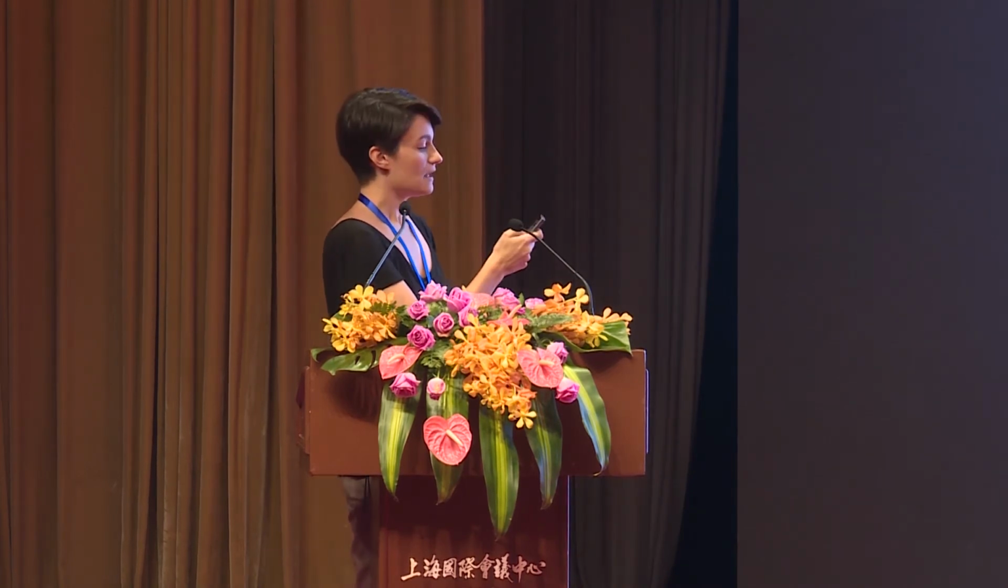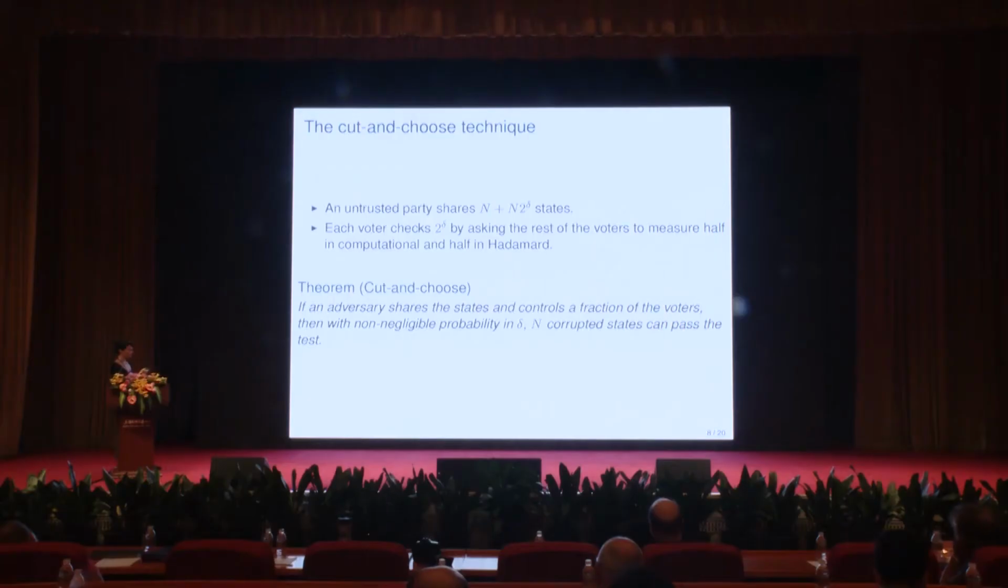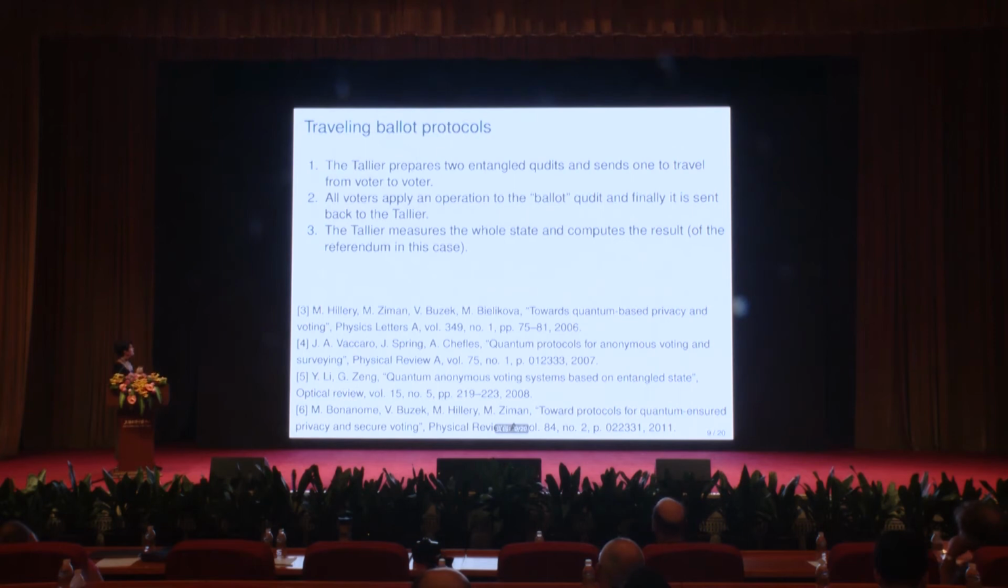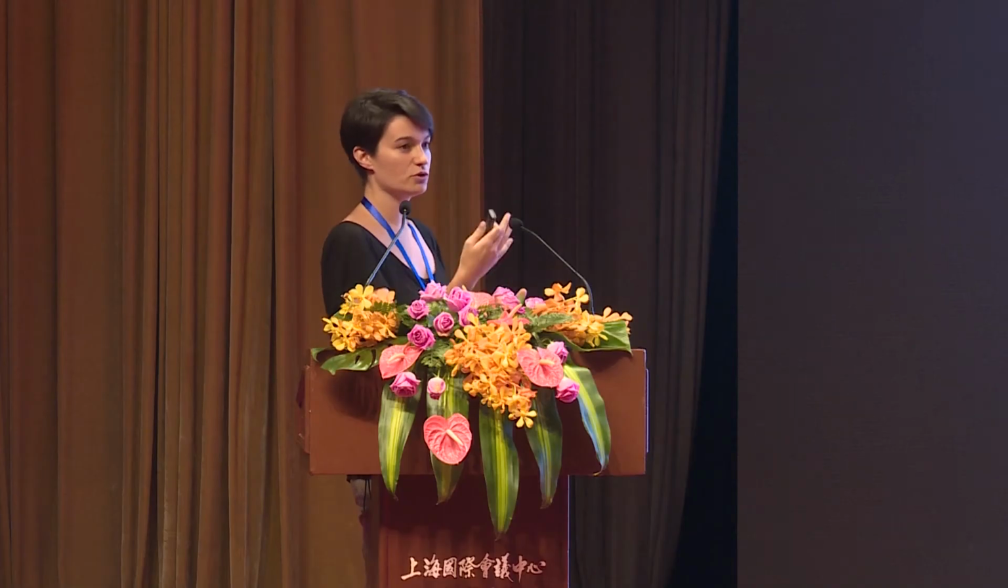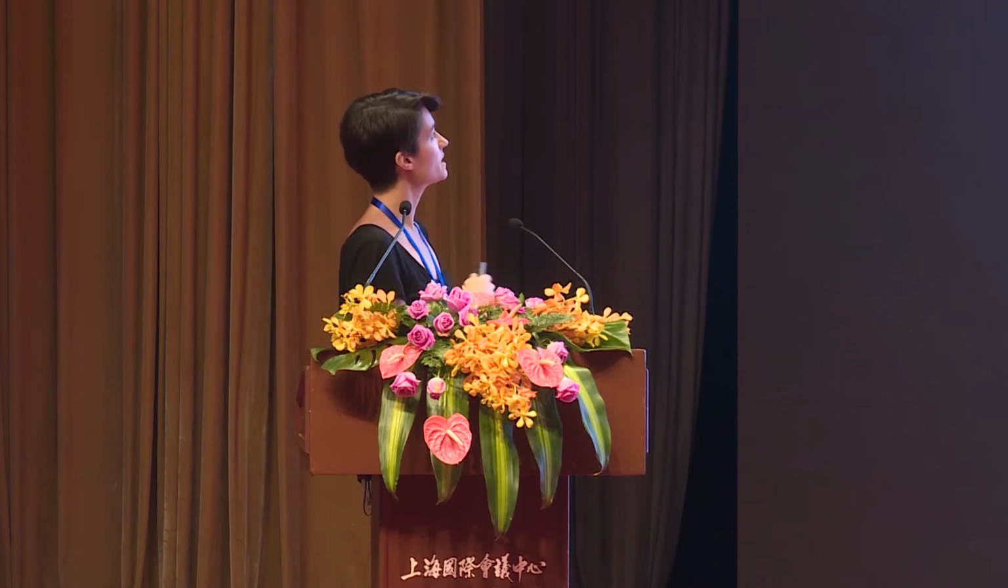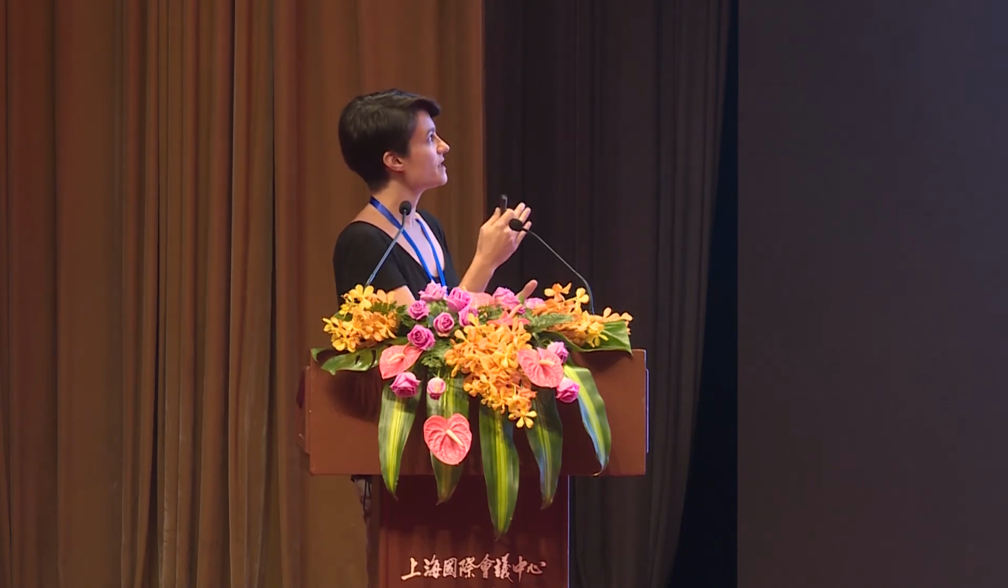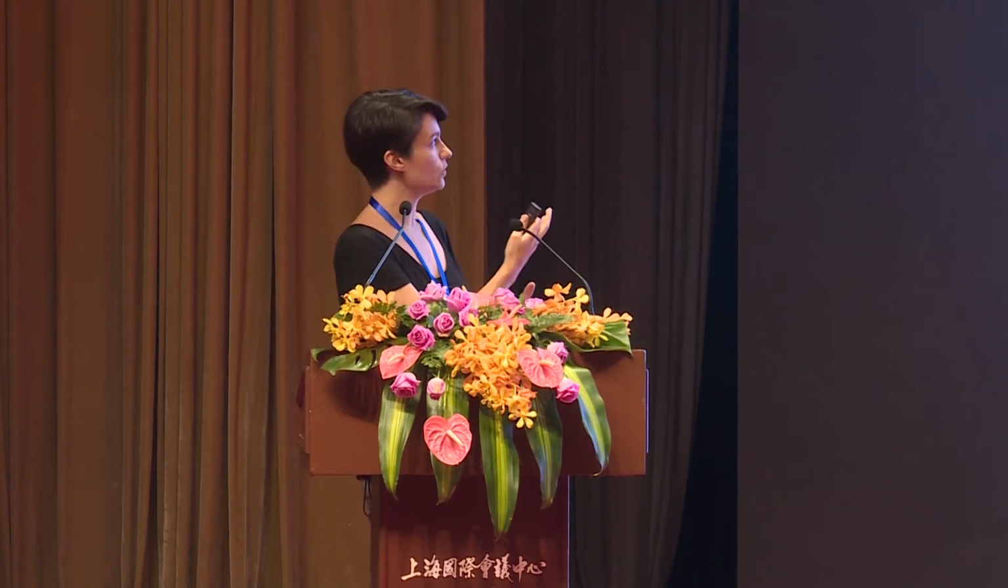So there's a problem with this cut and choose technique in these proposed protocols. Now, the second category of protocols is what we call traveling ballot protocols. Here, there's a ballot that goes around all voters. A tallyer prepares two entangled qubits, keeps one, and sends the other to travel from voter to voter. Then all the voters in sequence apply an operation to this ballot qubit that goes around.